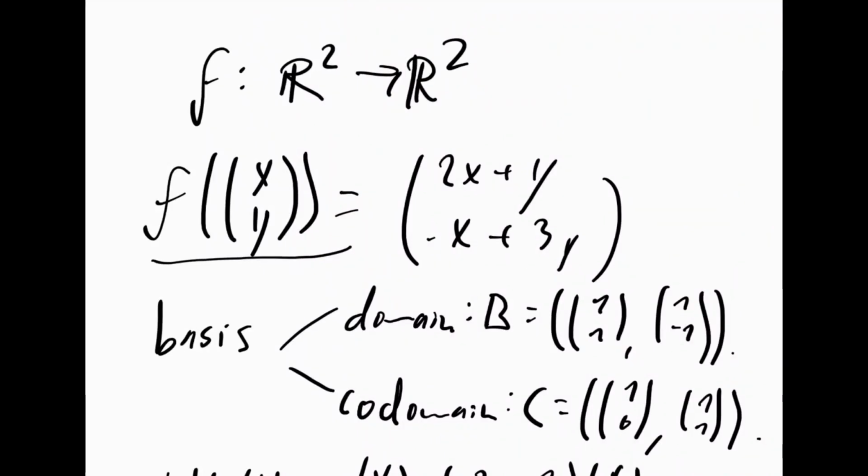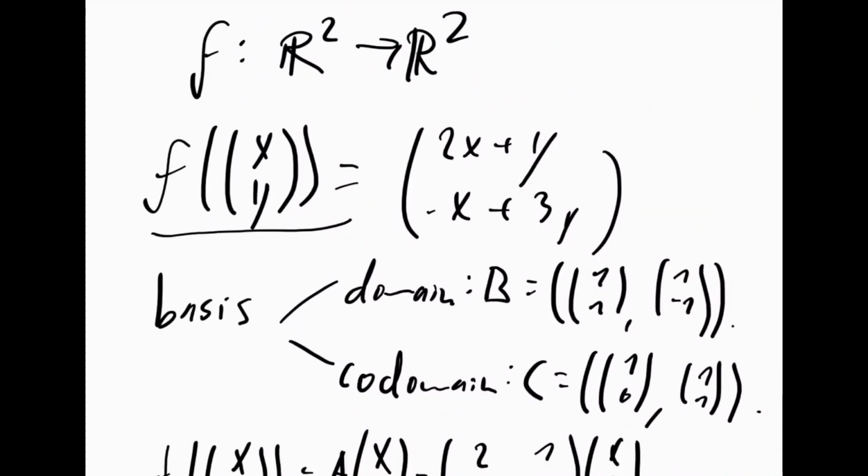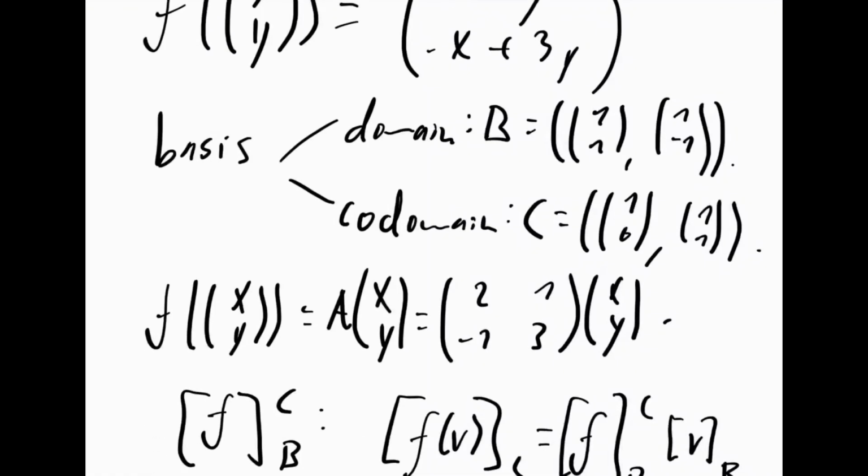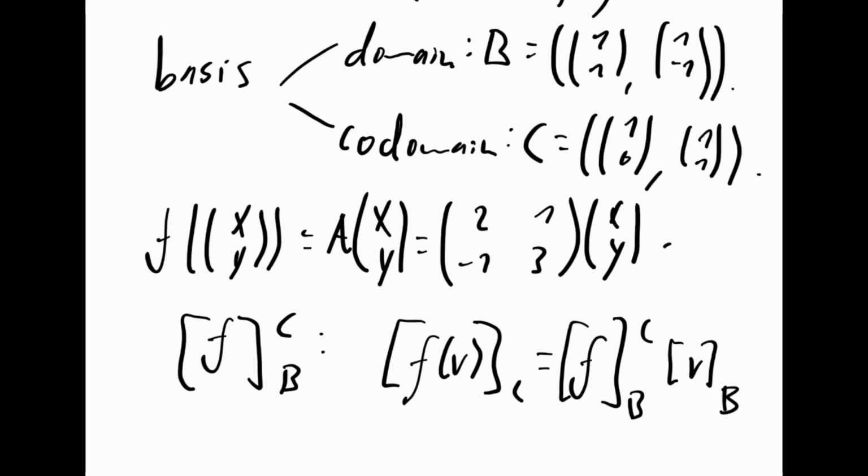We have a mapping from R2 to R2, a linear map, defined by this: components x and y are assigned these results with respect to x and y. And then we have bases that are different from the standard one. The inputs are in this basis, and the outputs are with respect to this basis. So basis B for the domain, basis C for the codomain.